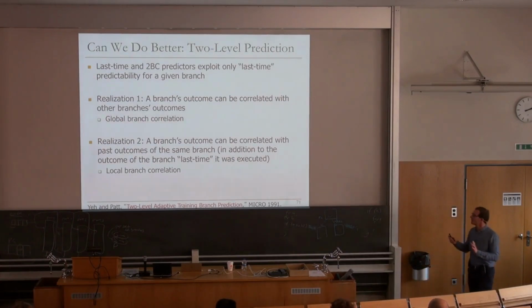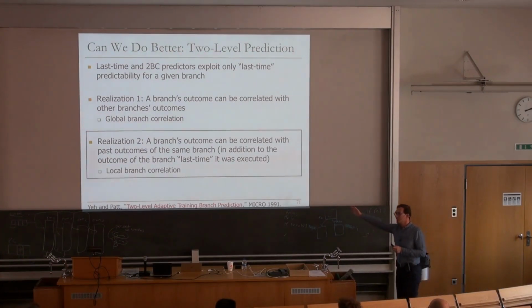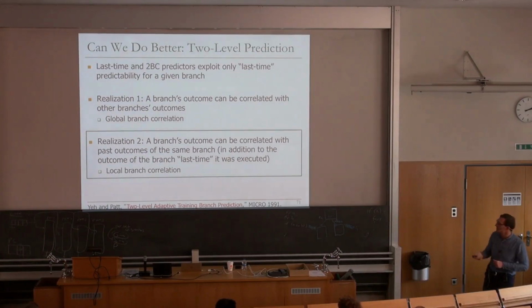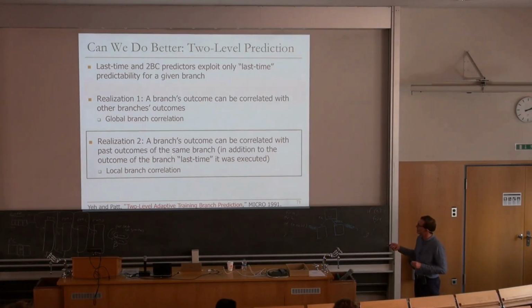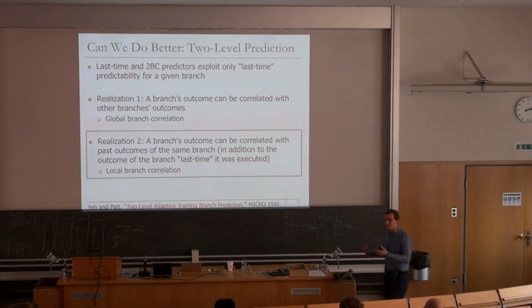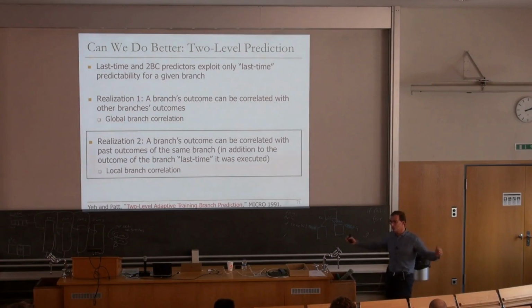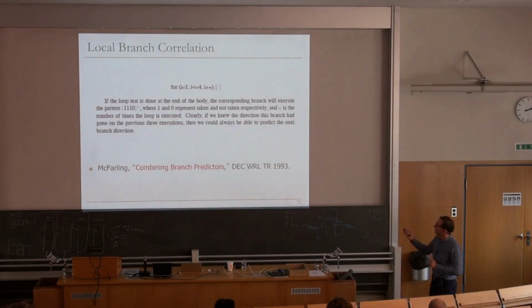Okay, so we're done with the global part, the first realization. And I've given you a summary of a lot of years' work. Let's go into realization 2, which is also interesting and which is also employed in existing processors. Basically, the key realization is that a branch's outcome can be correlated with past outcomes of the same branch, in addition to the outcome of the branch last time it was executed. So 2-bit counters do this somewhat, but we want to actually do even longer histories. So let me give you an example.